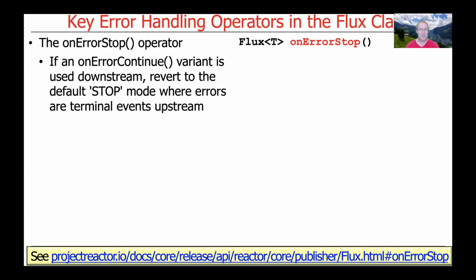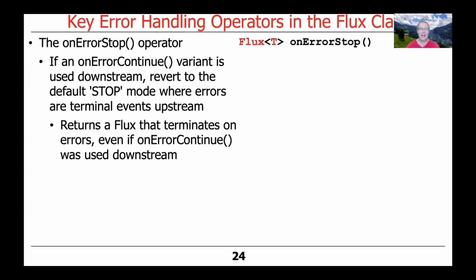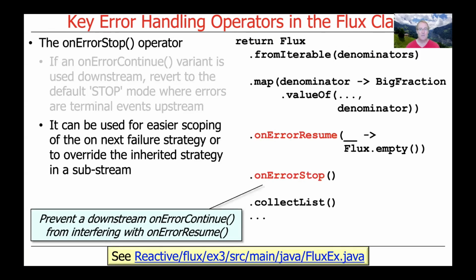Now let's talk about onErrorStop. We've alluded to it several times when we talked about onErrorContinue and onErrorResume, so let's spend a little time explicitly talking about what it does. If an onErrorContinue variant is used downstream, then the semantics of onErrorStop is to revert to the default stop mode where errors are terminal events upstream. And so what this does is it returns a flux that terminates on an error, even if onErrorContinue is used later on down the stream.